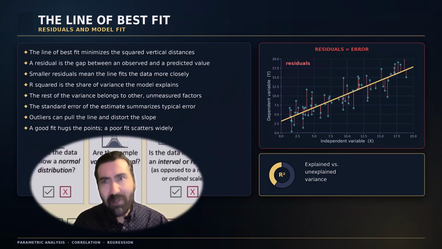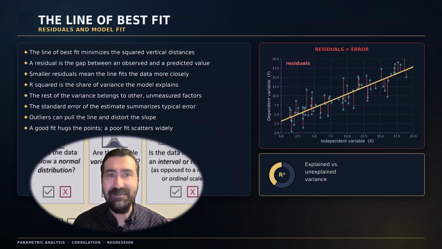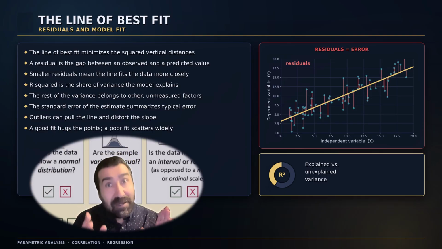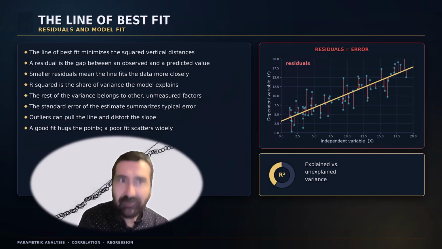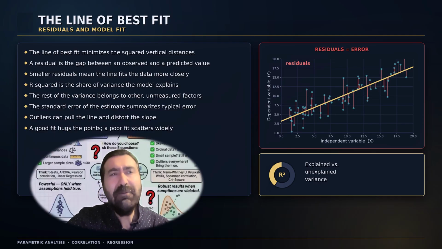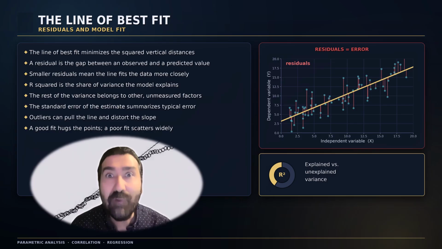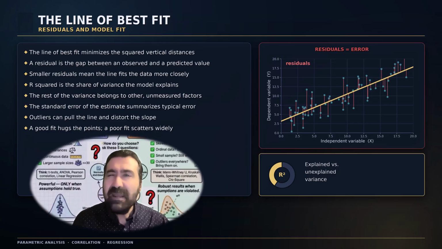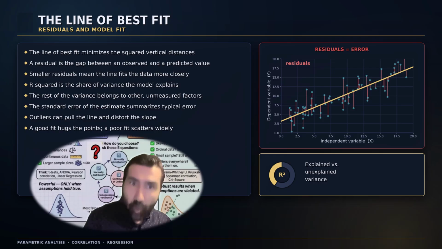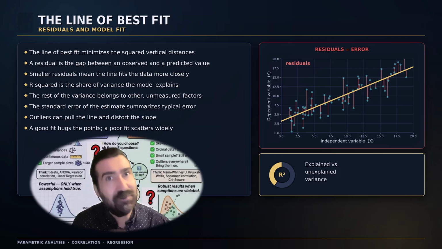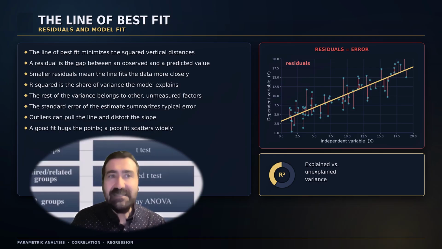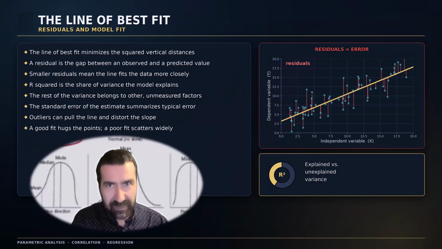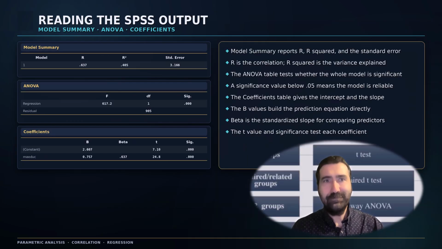Out in the real world, almost nothing is explained by a single cause. A model that honestly explains 40% of the picture can still be genuinely, powerfully useful. A couple of honest cautions before we move on. Watch out for outliers because a single extreme point can yank the whole line around and quickly distort your slope. And just remember the simple intuition: a good model hugs its points tightly. A weak one leaves them scattered all over the place.